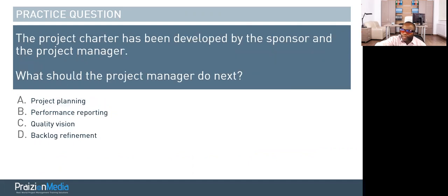The project charter has been developed by the sponsor and the project manager. What should the project manager do next? Let's go ahead and launch.